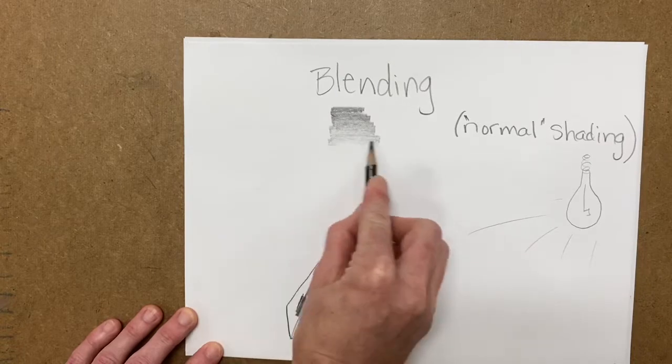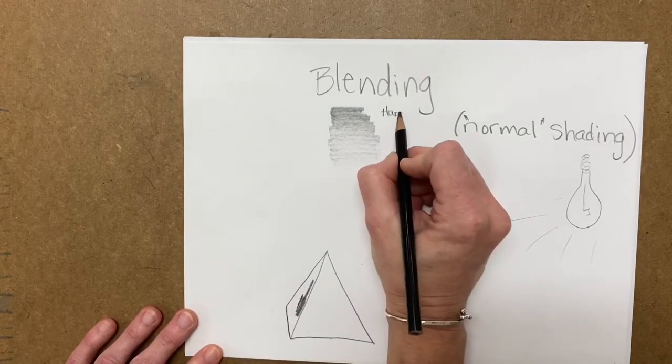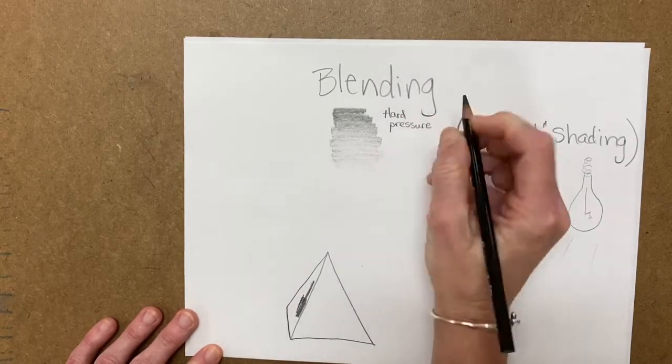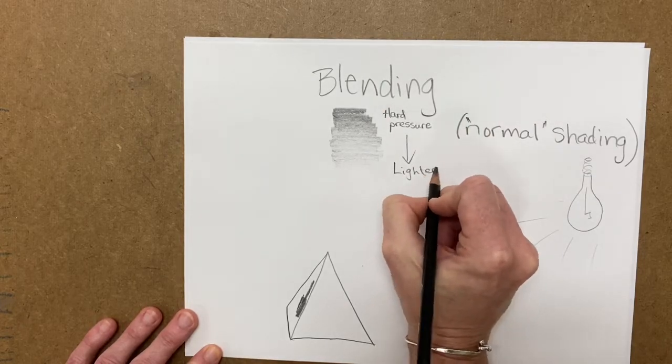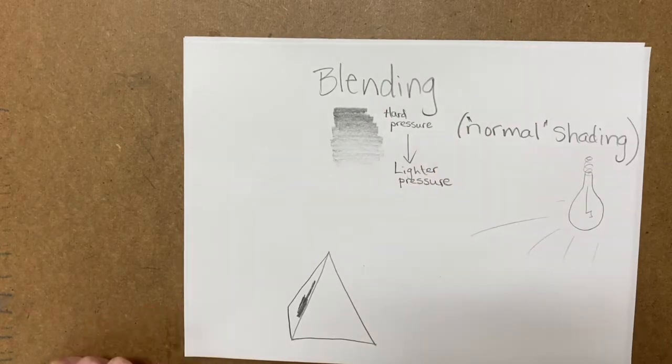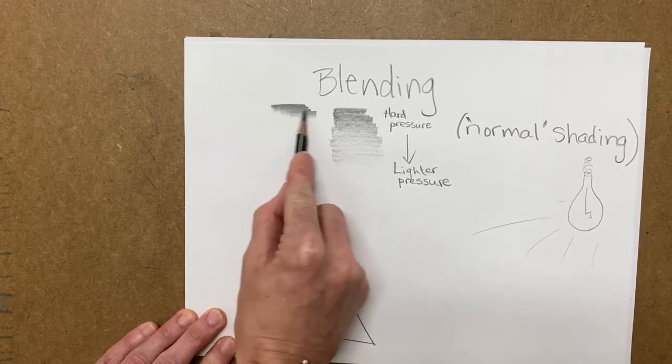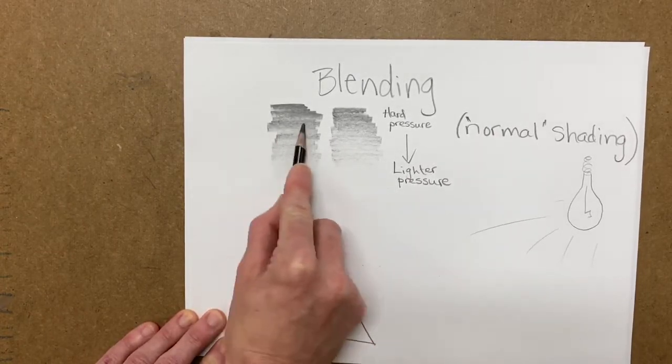Blending is what you might call normal shading. To make blending fade or get from dark to light, you use hard pressure with your pencil for darker values and lighter pressure with your pencil for lighter values.